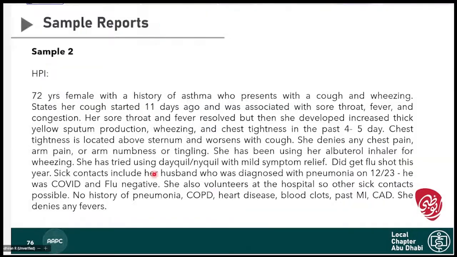So next, we have one more sample report. A 72-year-old female with a history of asthma presents with a cough and wheezing. She states her cough started 11 days ago. So the patient visited with a complaint of cough and wheezing, and the patient already has asthma. The patient has no history of pneumonia, COPD, heart disease, blood clots, and so on.